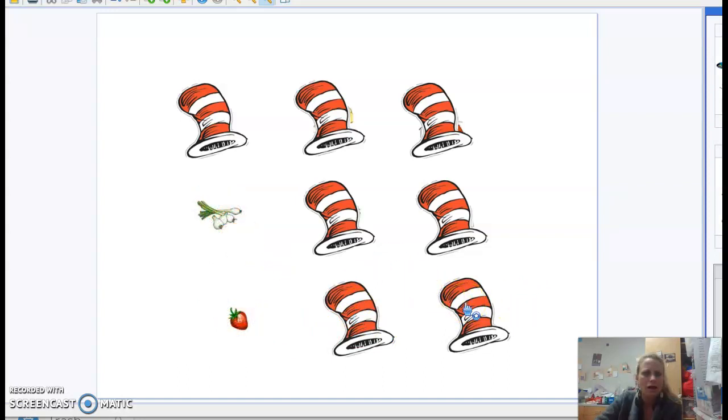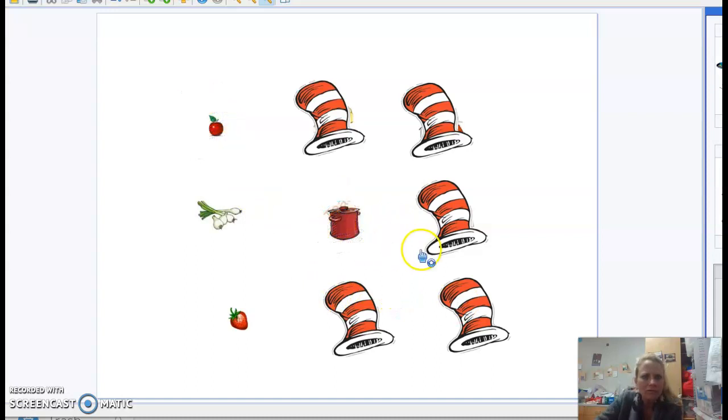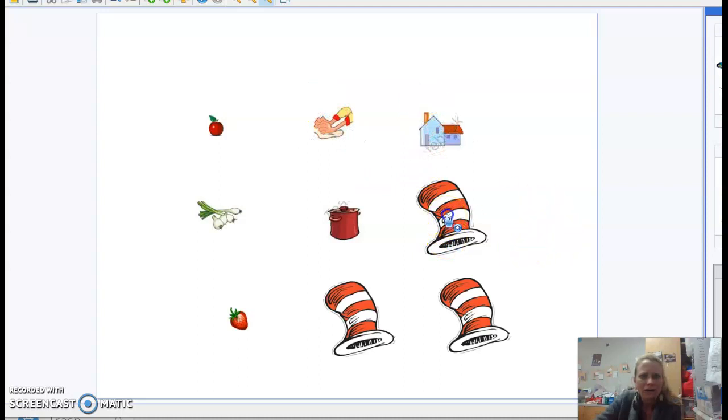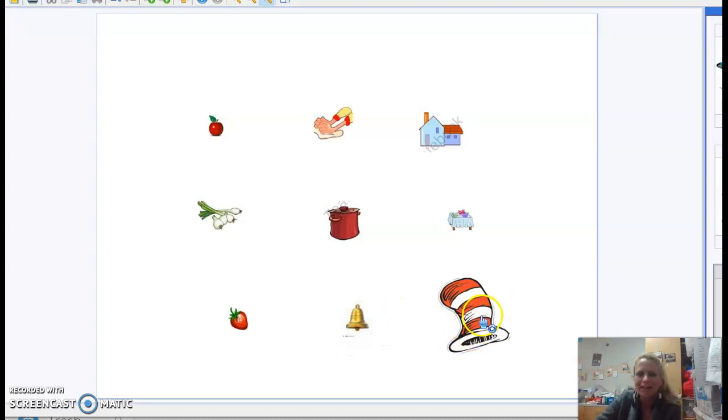Strawberry. Onion. Apple. Pot. Need. House. Table. I don't think any of these rhyme, do they? Bell. And nothing. Those are all different objects we have.